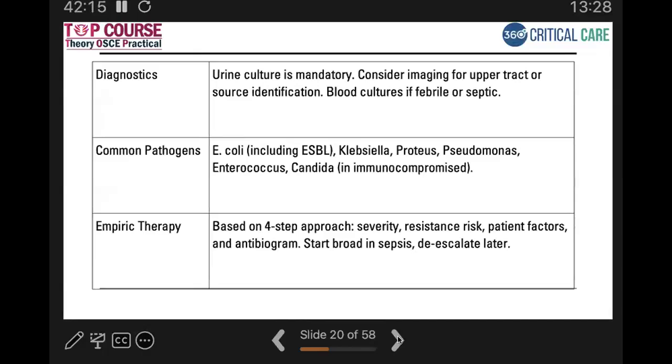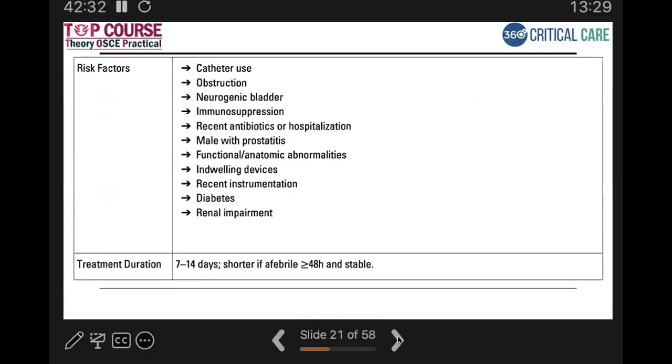Is there anything else you could do for the patient that could prevent the recurrence, like an obstruction, an abnormality, or the presence of a catheter? Anything that could modify your treatment plan. Always keep all of these four factors in mind when you start antibiotics for a patient with a complicated UTI.